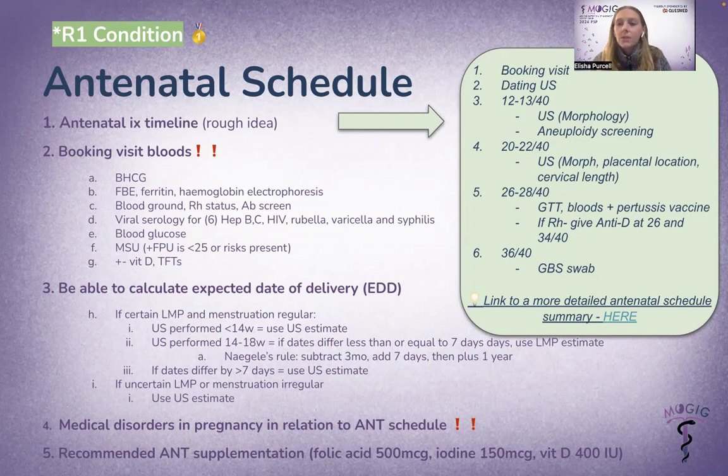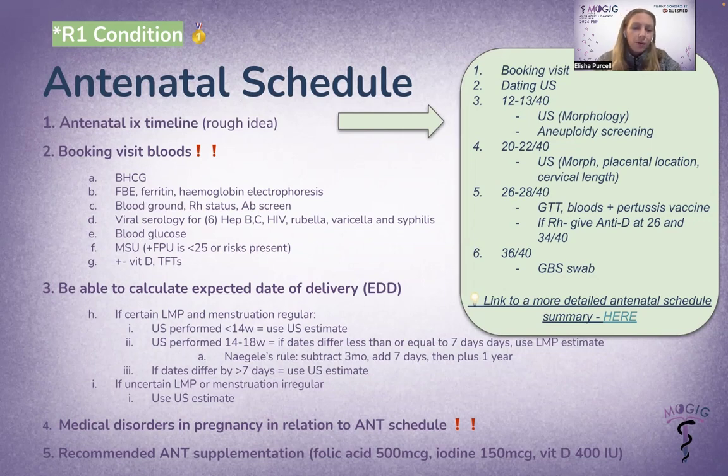So for example, if someone's rhesus negative, what does that mean? It means at 26 or 28 weeks, if they're rhesus negative, you're giving them anti-D at 26 and 34 weeks. So be able to know, for this medical disorder, how does that affect my antenatal schedule?